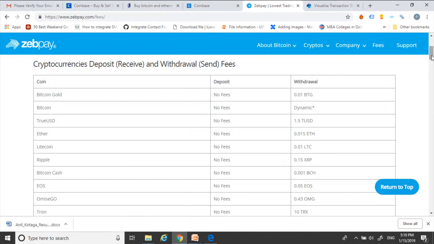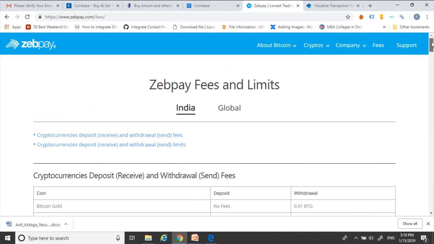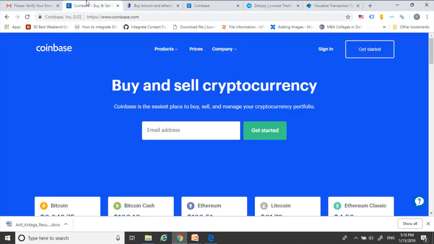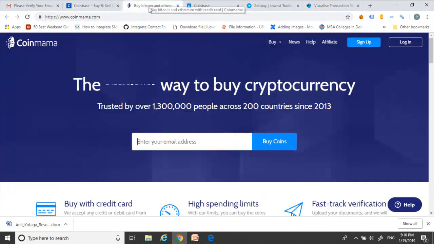Even on JapPay you can trade, and they don't have a web platform. You can download an app. And then we have one called Coin Mama. This is also a very popular website.